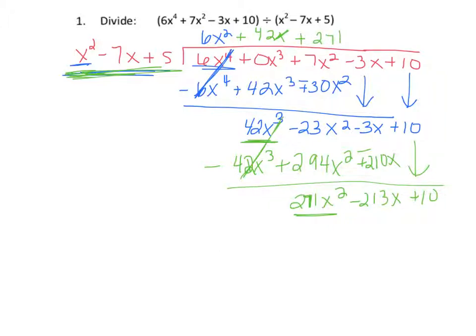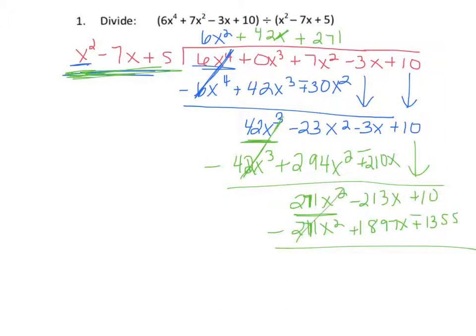We're going to multiply 271 times x squared. Keep writing ones instead of sevens. Sorry about that. And then 271 times negative 7x, which would be negative 1,897x. This just keeps getting uglier and uglier. Sorry, guys. And then 271 times 5 would be 1,355. And then change all of our signs and add.